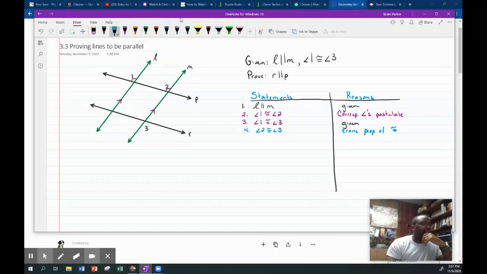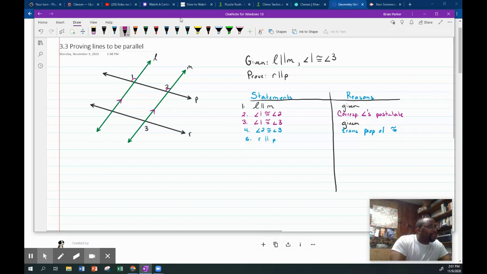So if angle 2 and angle 3 are congruent, then we can say that R must be parallel to P. And you're like, wait a minute, how? Why? Well, if angle 2 is congruent to angle 3, then look at the relationship of these two angles. They're on different sides of the transversal, and they are congruent. So that means that through the, we would call this alternate exterior angles. Is that theorem or postulate? Theorem. All about a theorem.